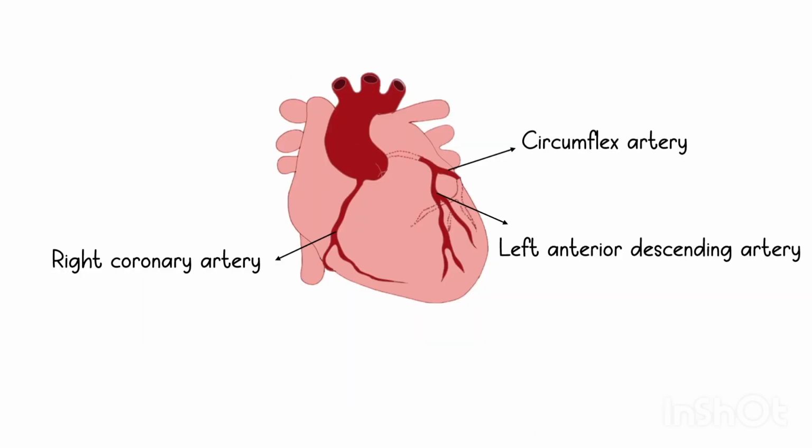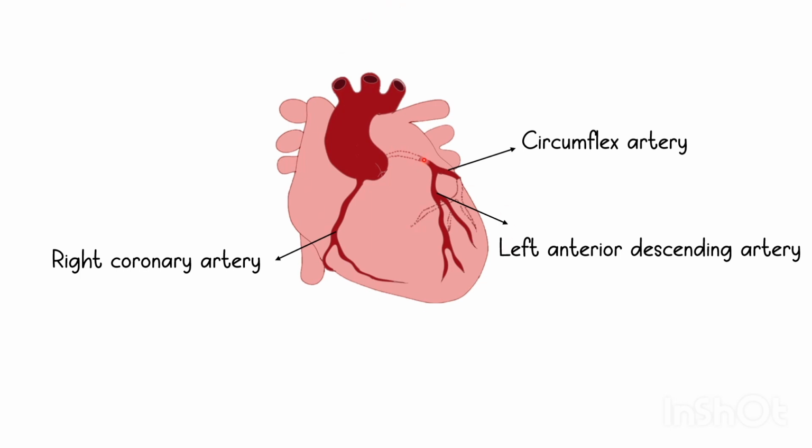To start with, our heart is supplied by two main arteries, which are the left and right coronary arteries. As we can see, the right coronary artery branches out of the ascending aorta and runs in a groove between the right atrium and the right ventricle, while the left coronary artery divides into two branches, which are the left anterior descending artery, passing in the interventricular septum, and the circumflex artery, which runs around the left ventricle.